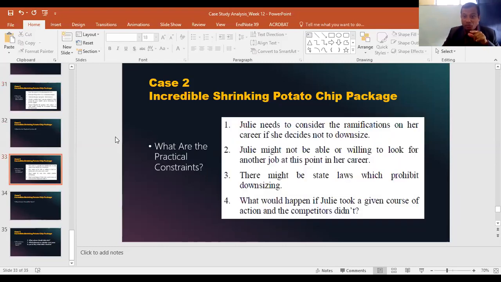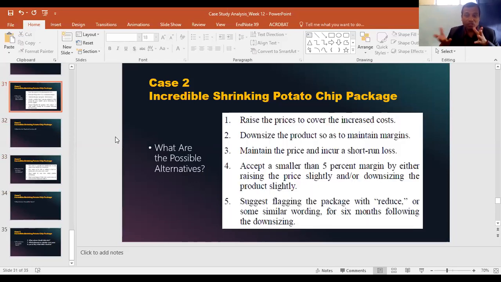What will happen if you raise the prices and competitors do not? Then what will happen? You will lose your customers. Yeah, but go ahead, build on that. Keep arguing. Maintain the price. But if we lose the customers, but we can.